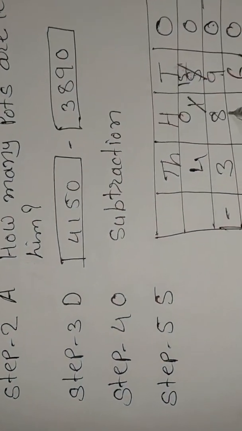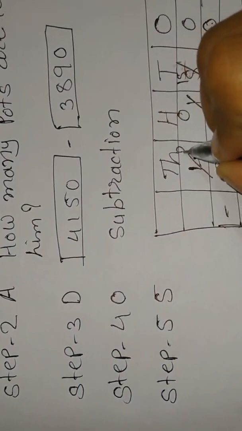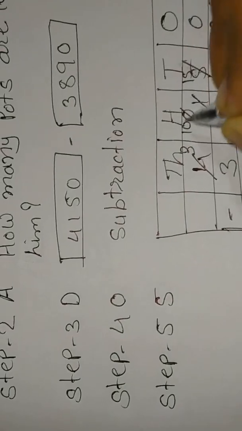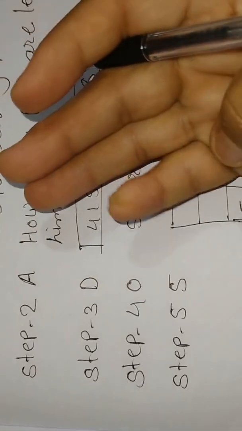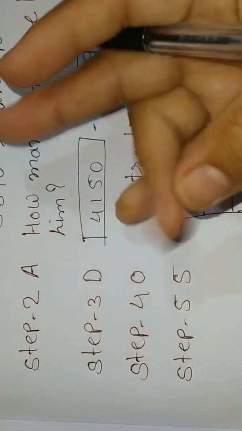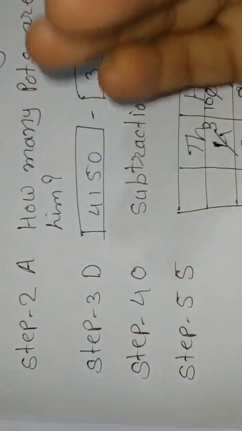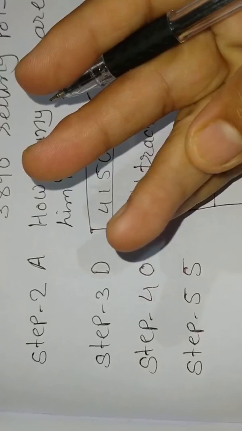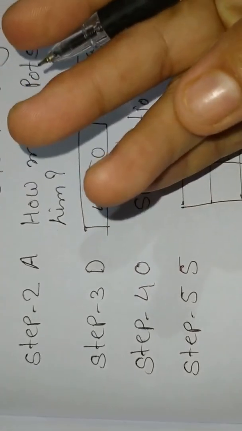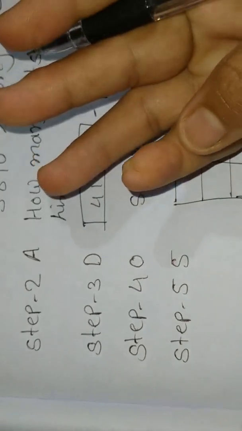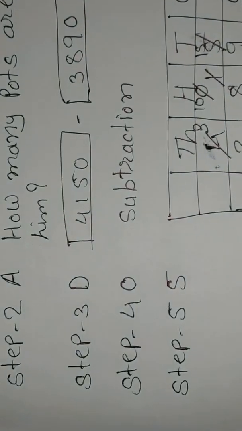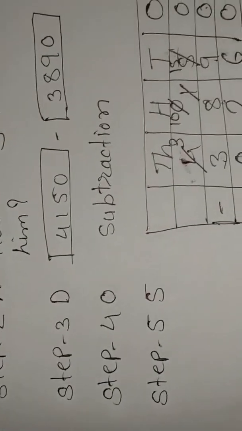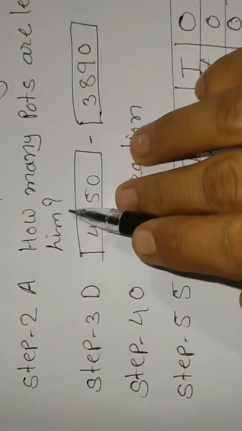0 minus 8 is not possible. Cut 4, write there 3. Cut 0, write here 10. 10 minus 8: keep 10 on your fingers, count down 8. The remaining number is 2. So we have to write here 2. 3 minus 3 is 0. So our answer is how many pots are left with him.